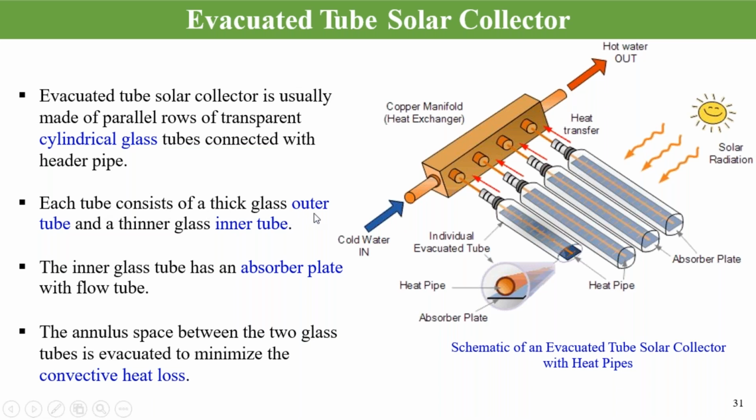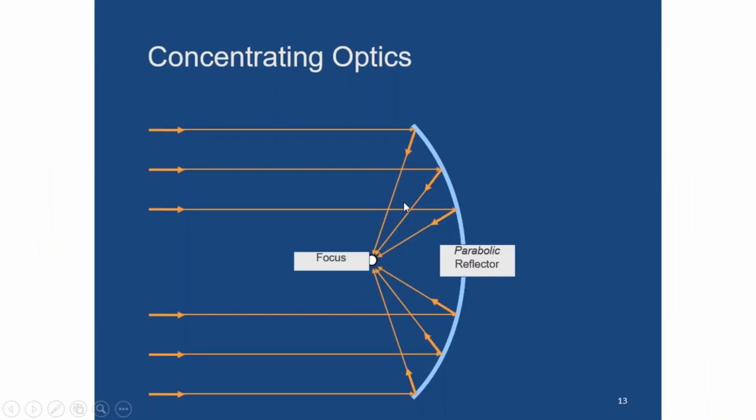This tube consists of a thin glass outer tube and a thinner glass inner tube. Now the inner glass tube has an absorber plate with a flow tube. The annulus region, the space between the two glass tubes, is evacuated to minimize the convective heat loss. This evacuation makes the system more efficient. Now again, these are the properties of a parabola. When the sun rays fall on a parabolic surface, it focuses on a point.